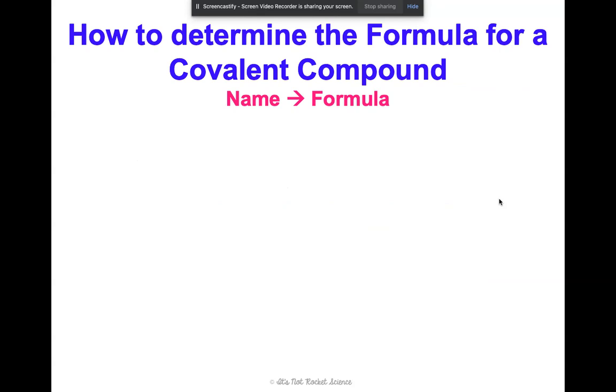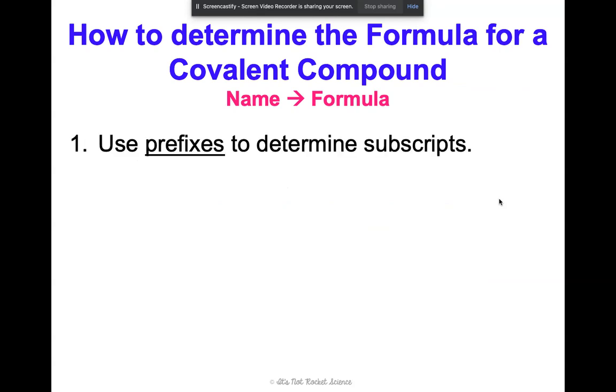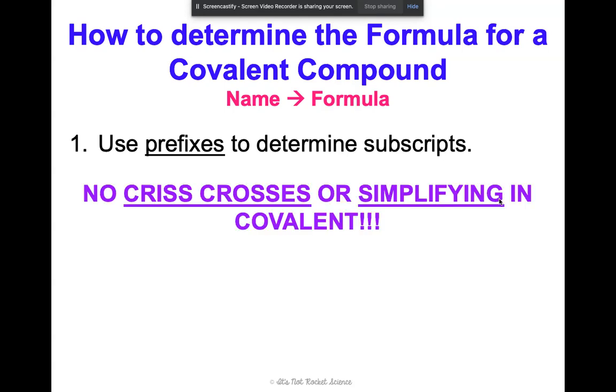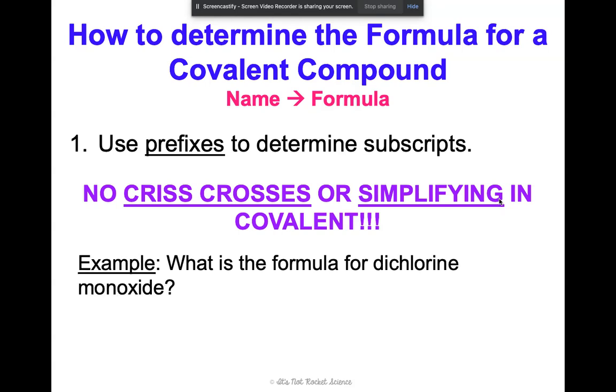Now to determine the formula for the covalent compound, going from the name to the formula, we're going to use those prefixes to determine our subscripts. There are no crisscrossing or simplifying involved in covalent bonds. So that's the one thing to remember when we're doing this. For example, the formula for dichlorine monoxide. Di means 2, mono means 1. So ClO2. Or Cl2O, my bad, Cl2O.